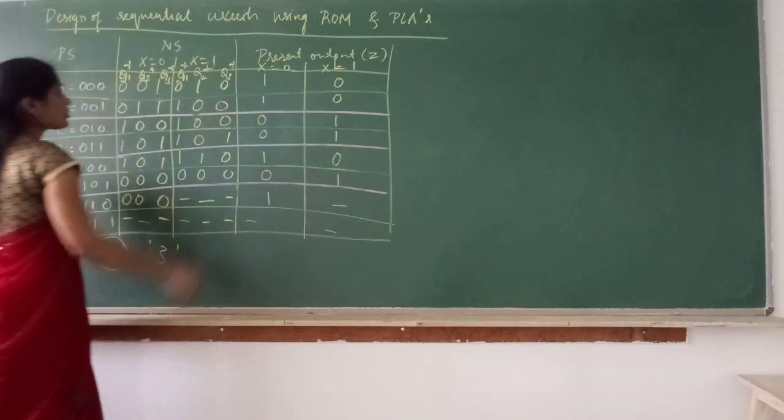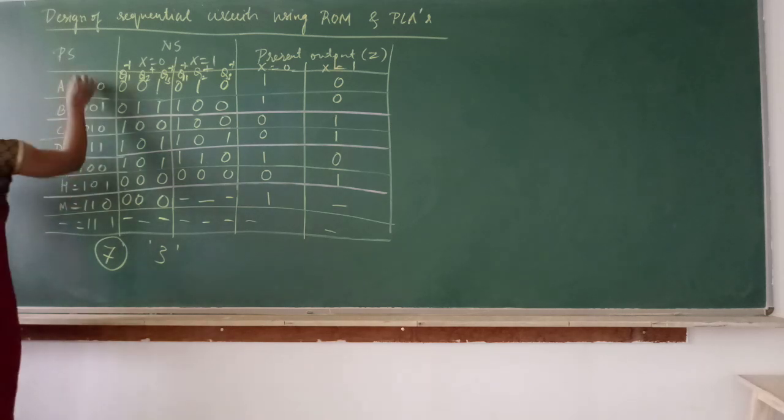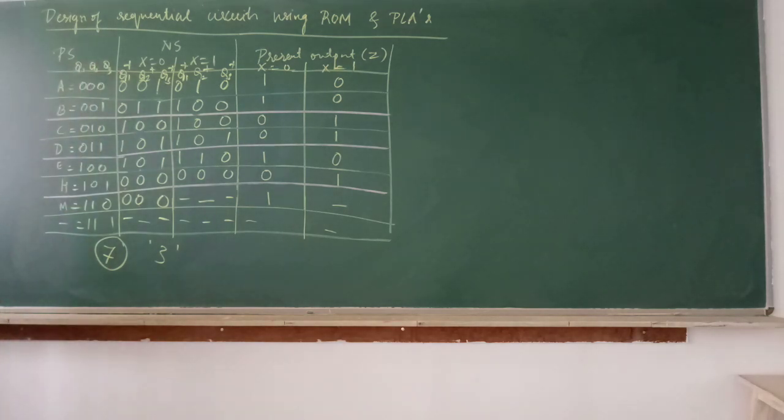Okay, the 3 flip-flop outputs are Q1 plus, Q2 plus and Q3 plus. That is the next state. So these are nothing but the present state, Q1, Q2 and Q3. So this is the table we have.